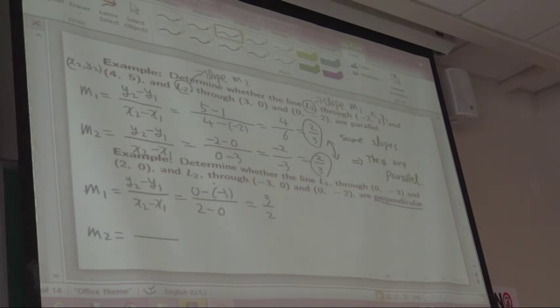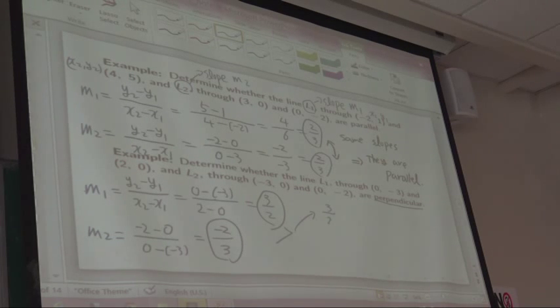For M2, the slope for L2, with x1 and y1, x2 and y2, we have negative 2 minus 0 over 0 minus negative 3, which is negative 2 over 3. Now let's take these two numbers. They are not the same, which means they are not parallel.